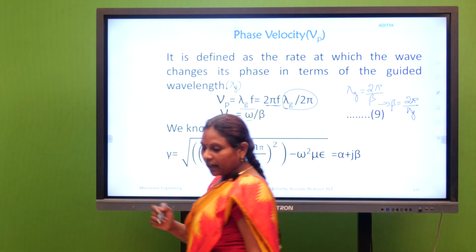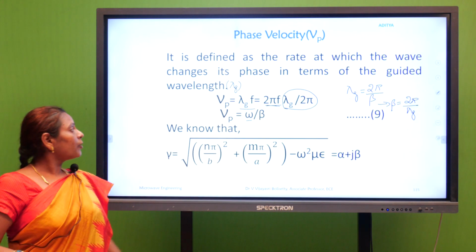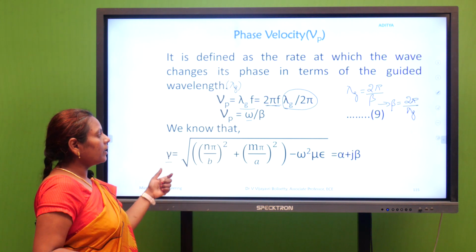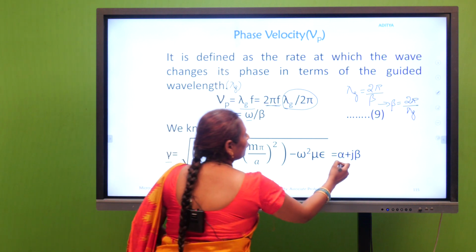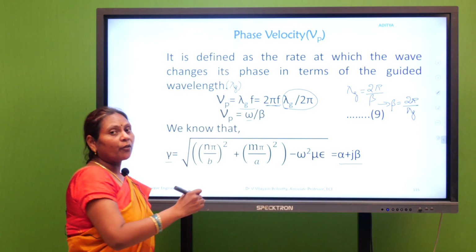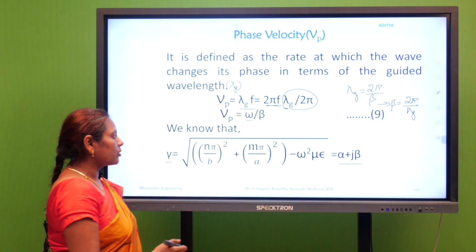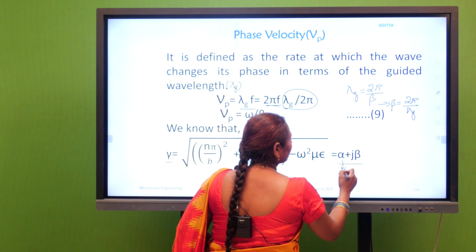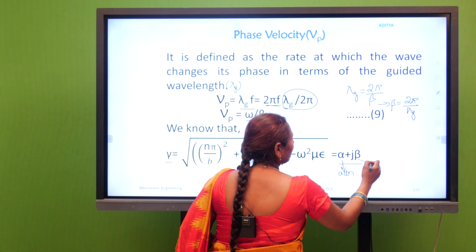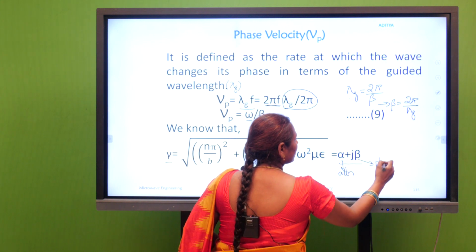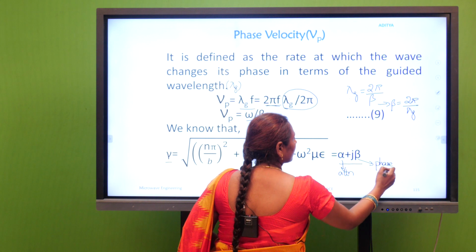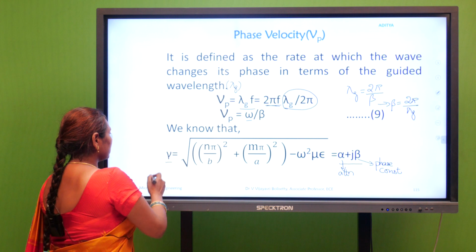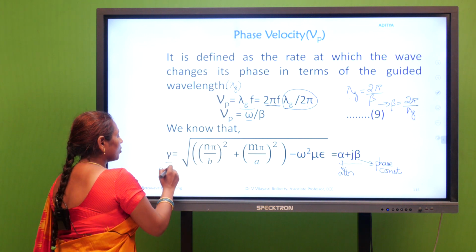Now we know that we have already defined in our previous session the propagation constant gamma. Gamma is defined in terms of the attenuation constant and the phase constant, where alpha is the attenuation constant and beta is the phase constant, and this gamma is represented as the propagation constant.